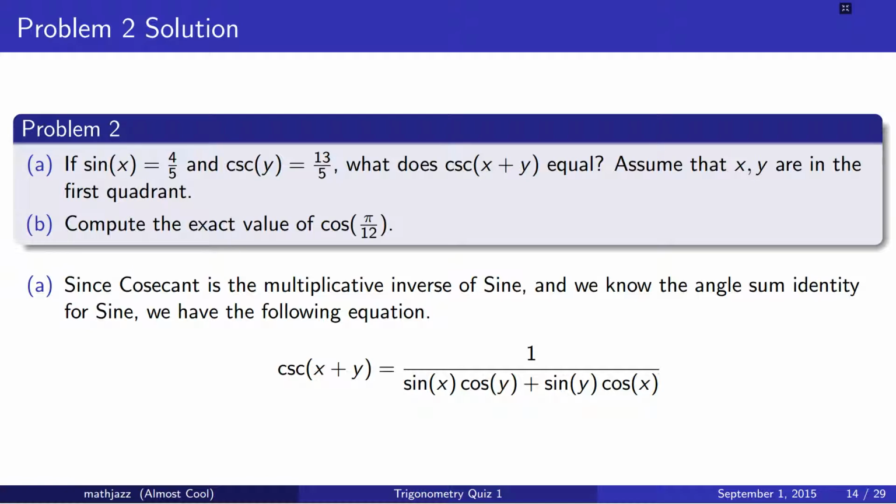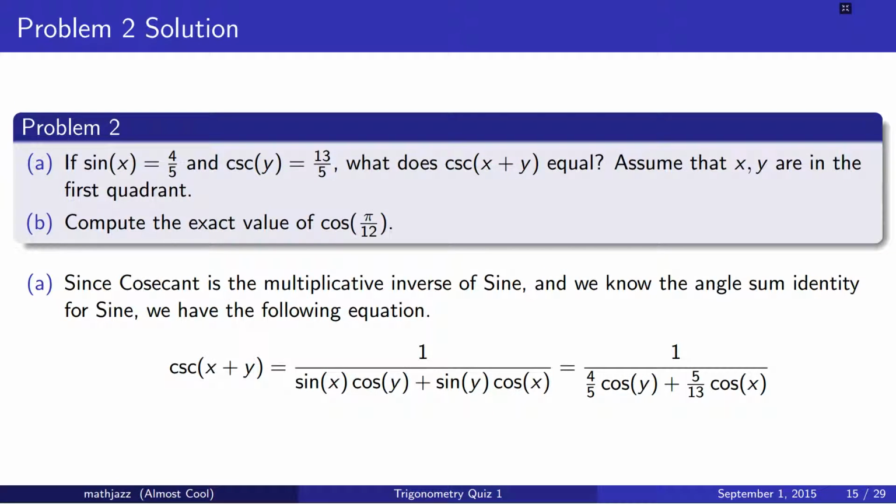So those were two steps done at the same time, but since we have both our reciprocal identities and our angle sum identities memorized, it should not be too hard to do. We were given in the statement of the problem the value of sine of x, so we can plug that in. And we're given the value of cosecant of y, but cosecant of y is 1 over sine of y. So if we flip 13/5 upside down, we get sine of y. So we can substitute both of those values into our fraction.